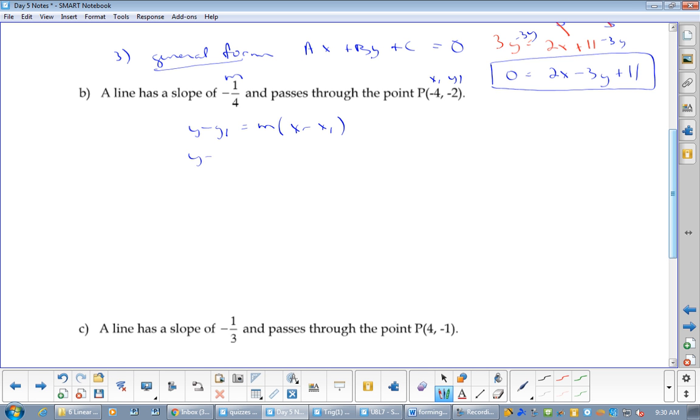So y minus 2 is y plus 2 equals m, -1/4. X minus -4 is plus 4. Okay, who remembers what I do next? Get this in here. So y plus 2 equals -1/4 times x is -1/4 x. And what's -1/4 times 4 over 1? It's -1. Okay. What do I do next? -2 to both sides. So y equals -1/4 x minus 3.